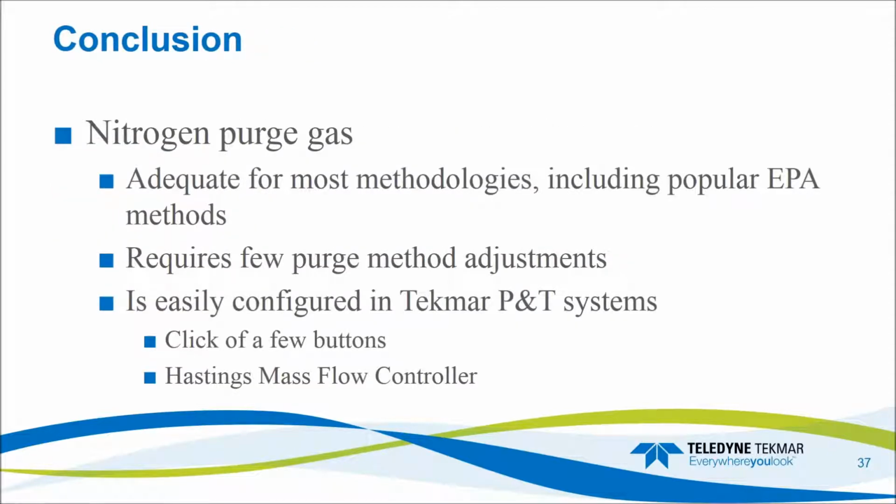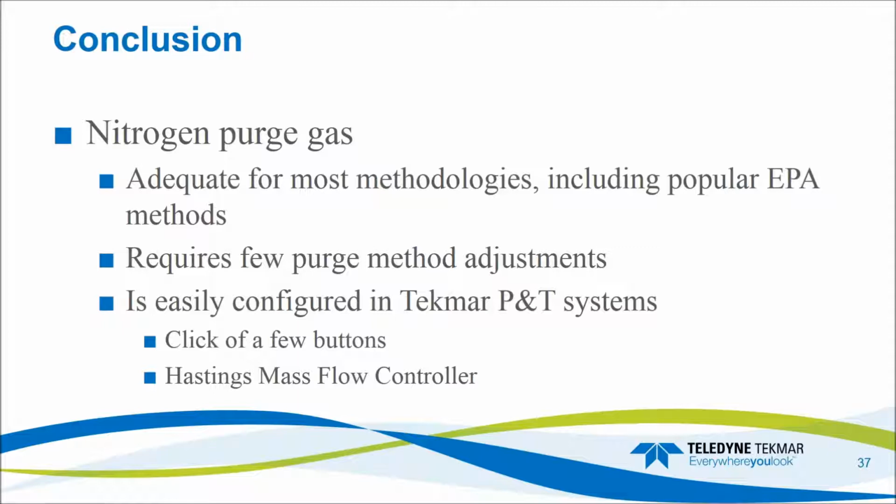So to wrap things up, nitrogen as a purge gas is adequate for most methodologies, including the popular EPA methods. For some more specific methodologies, looking at, say, Jasmine and MIB, you might need to make some more method parameter changes in order to be successful with nitrogen. But for your typical standard EPA methods, in many cases, it can be a simple switch from helium to nitrogen. You'll always want to confirm that by shooting some standards, and you may need to make minor adjustments to bring your data back to where you expect it to be, but it takes significantly less effort than switching your carrier gas on your GC.